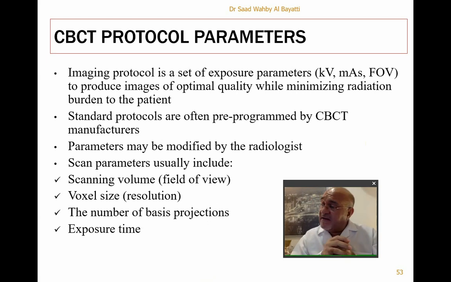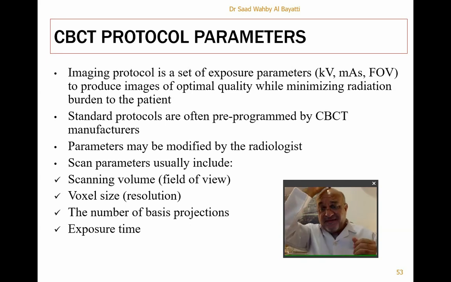Something on technical terms also, the CBCT protocol parameters. Parameters, by definition, is a set of exposure parameters, kV, mAs, field of view, to produce images of optimal quality while minimizing the radiation. Of course, this is based on the needs, how much size you want, without causing any radiation burden to the patient. The standard protocols are often pre-programmed in the CBCT, of course, because it's all computerized at the end.